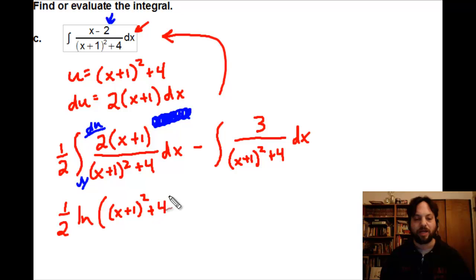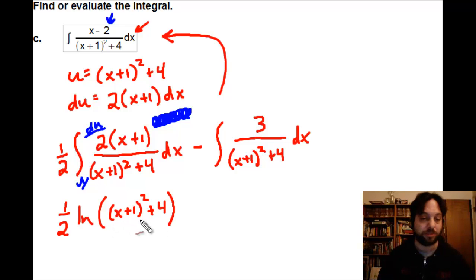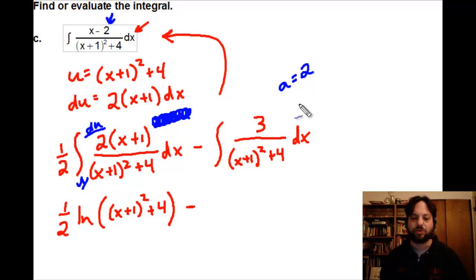Now, you might be mad that I'm not putting that in absolute values, but think about this. This quantity x plus 1 squared plus 4 can never be negative anyway, so the absolute values are kind of unnecessary. It's not wrong if you put them, but there's really no reason to. Now, as for this second part, this is just a very standard arctan. I see that a is going to be 2, u is going to be quantity x plus 1, and that of course means du is just going to be dx.